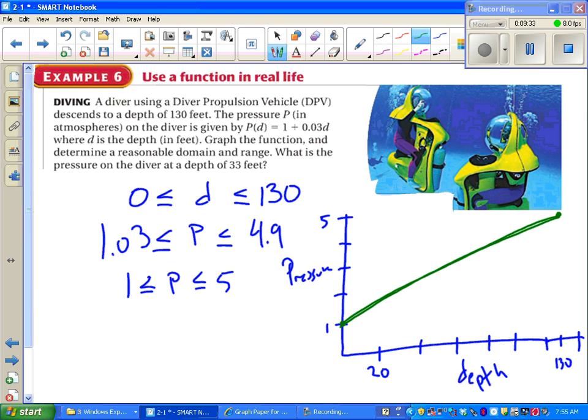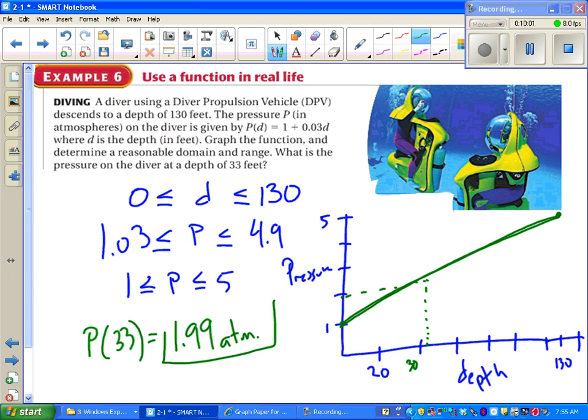Now it's asking us what the pressure is at 33 feet. So 30 is going to be here, 33 would be a little further. Looks like our pressure is somewhere real close to 2. In order to figure out exactly where it's at, we can just figure out what P of 33 is. Put that into a calculator and we'll see that we get 1.99 atmospheres to use the correct unit. And that's it for this lesson.